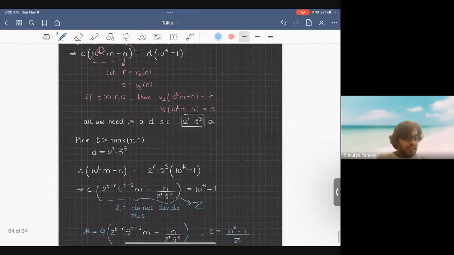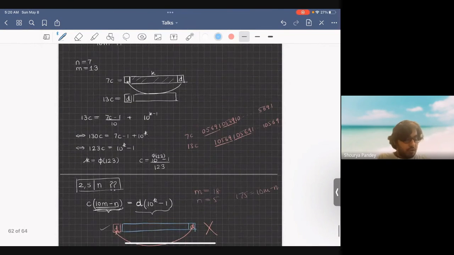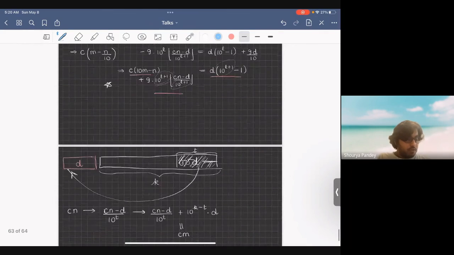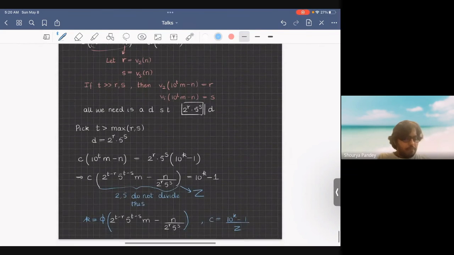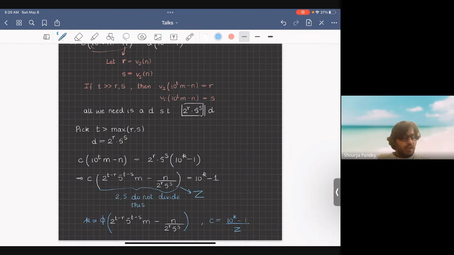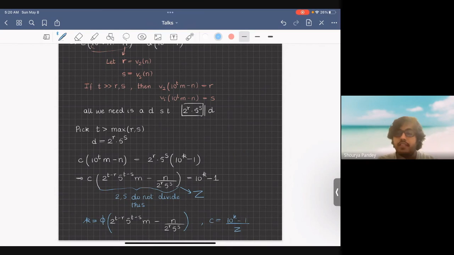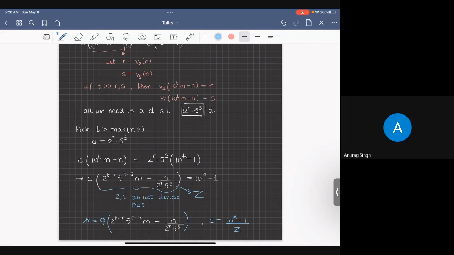You can just check that the bounds will work out just how the bounds worked out in the first case. So we are getting a proof. I'm pretty sure this works. Let's see, what was the source of this problem? I think this is USAMO. I don't know the year.